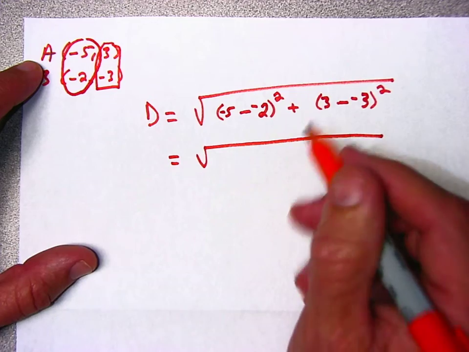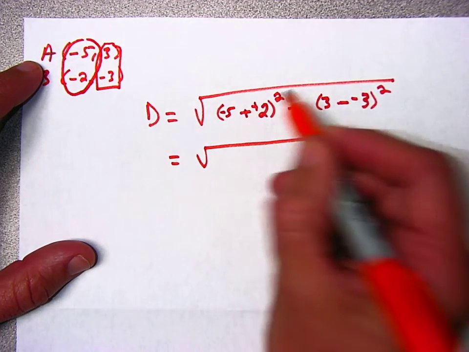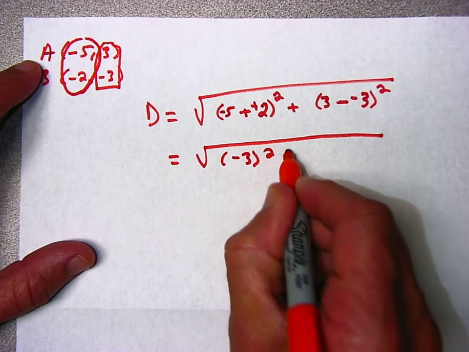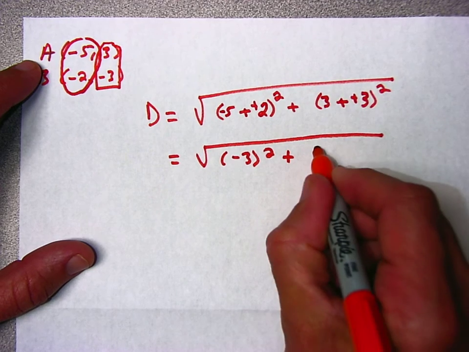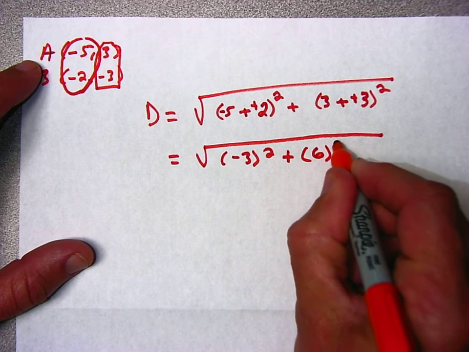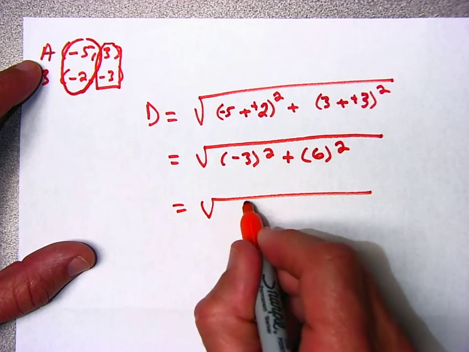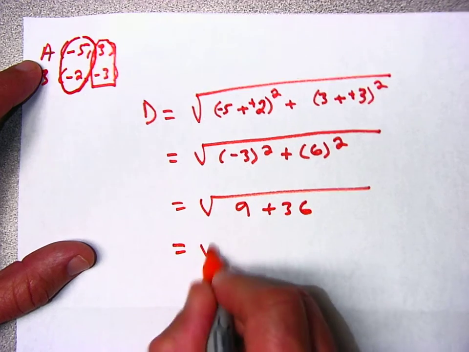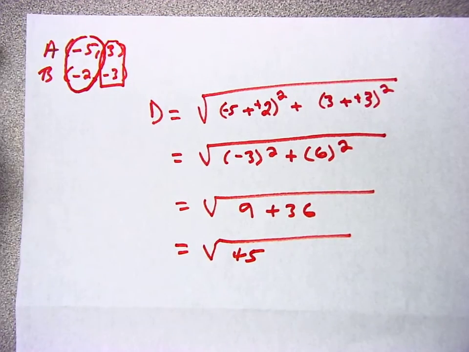If you were taught same, change, opposite, go with that. Either way, this is going to be -3 to the second power, and this is going to be 6 to the second power. Keep the square root. This is going to be 9 plus 36. Add that up, 45. If you want a decimal equivalent, that's fine too.